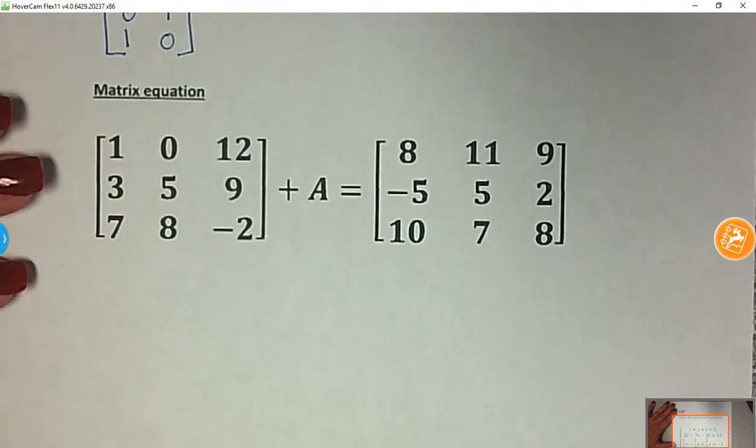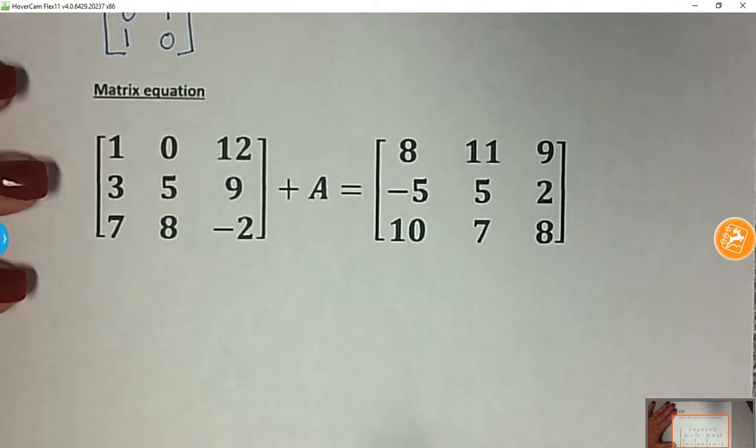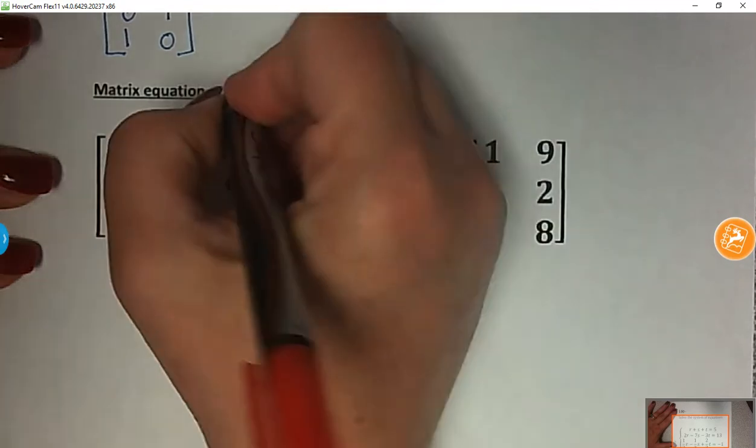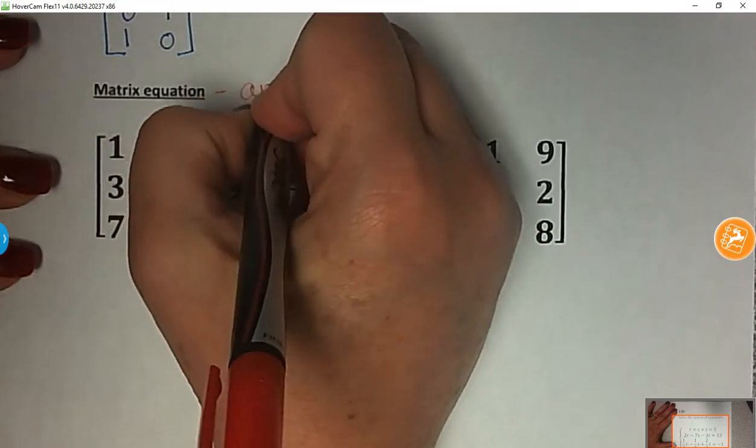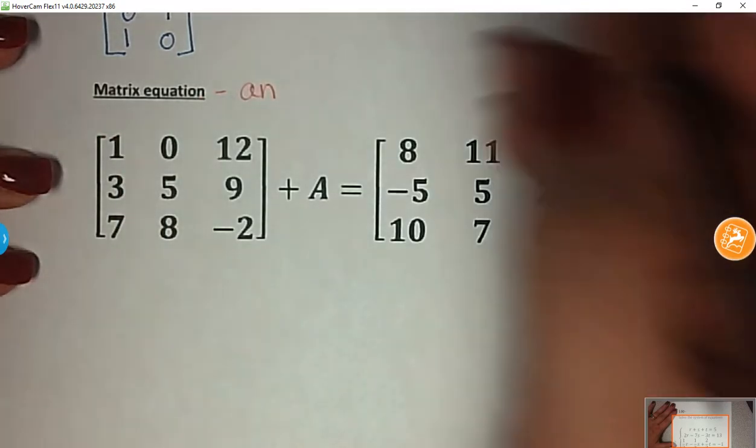So now we're going to talk about a matrix equation. A matrix equation is simply an equation involving one or more matrices.